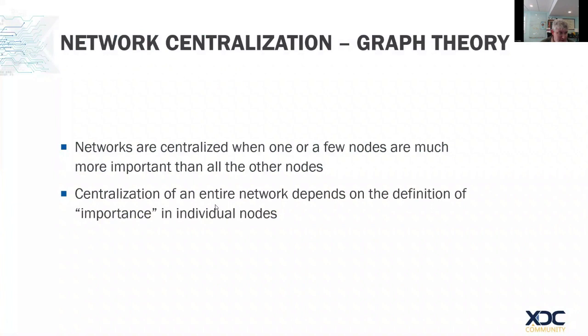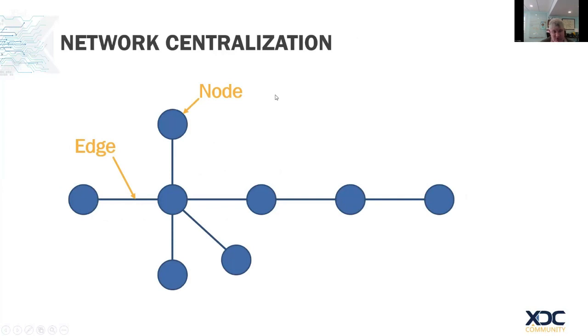So first I want to talk about graph theory for a minute, and nothing crazy, just as a way to try to quantify centralization, so we know what we're talking about. So in graph theory, networks are centralized when one or a few nodes are much more important than all the other nodes. That's an interesting definition. We don't actually define importance there, right? There's a bunch of ways to define importance in graph theory. Here, we're going to give it a certain definition, and then we're going to expound upon how that impacts eventually decentralization on blockchain.